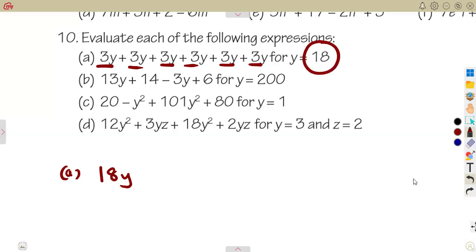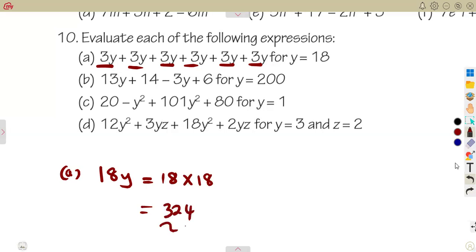18y is equal to what? So if y is equal to 18, that means we are going to have 18 times 18. Remember, 18y means 18 times y. So that is 18 times 18, and that will give you 324 on your calculator.